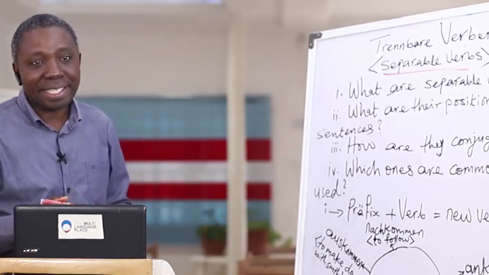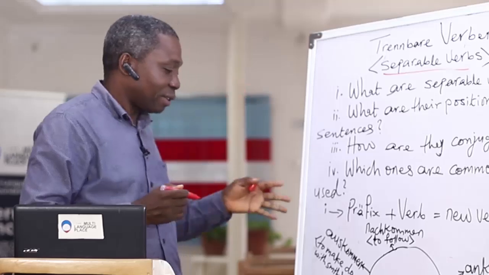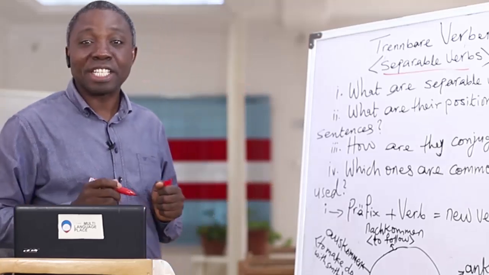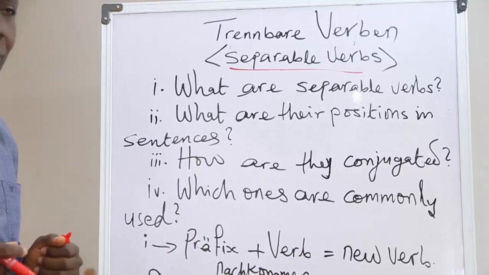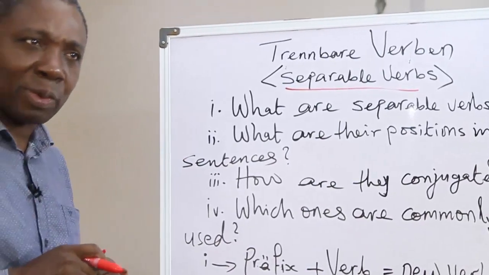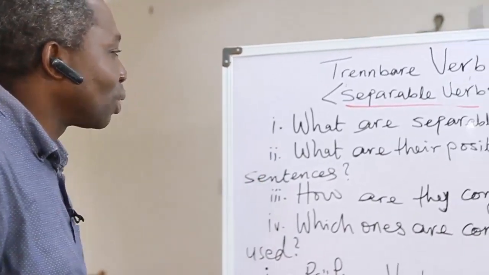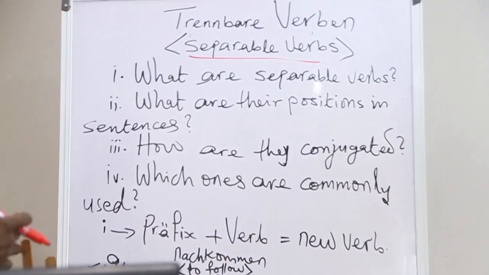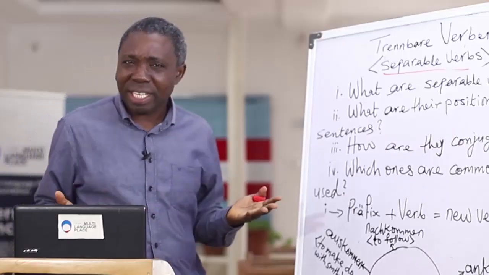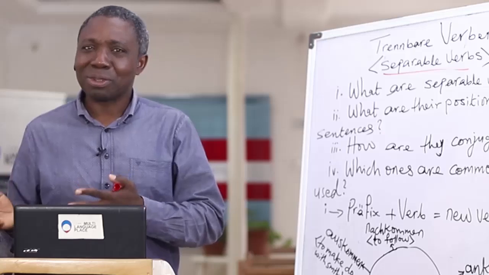And in this lesson, we want to look at 4 things about these verbs. Number 1, what are these verbs? We want to know what are their characteristics and their peculiarities. Then number 2, what are their positions in sentences? And then number 3, how are they conjugated? We have spoken about conjugation over and over.